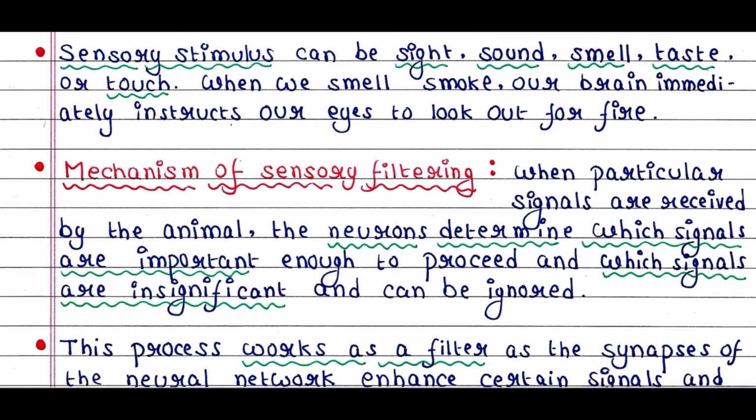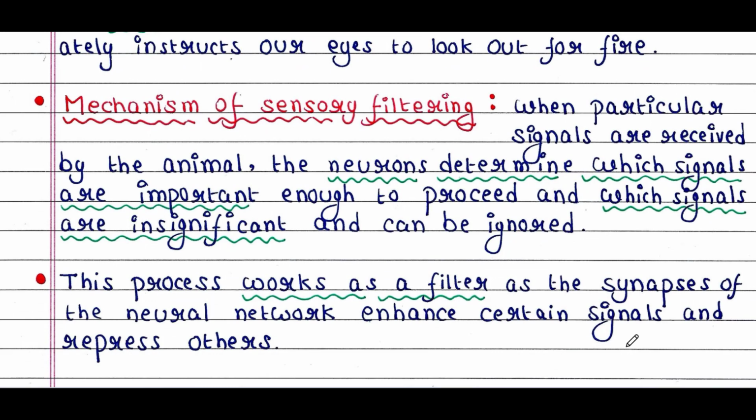Okay, let's talk about the mechanism of sensory filtering. When particular signals are received by the animal, the neurons determine which signals are important enough to proceed and which signals are insignificant and can be ignored. So it is our nervous system which decides what to receive and what to reject. This process works as a filter as the synapses of the neural network enhance certain signals and repress others.